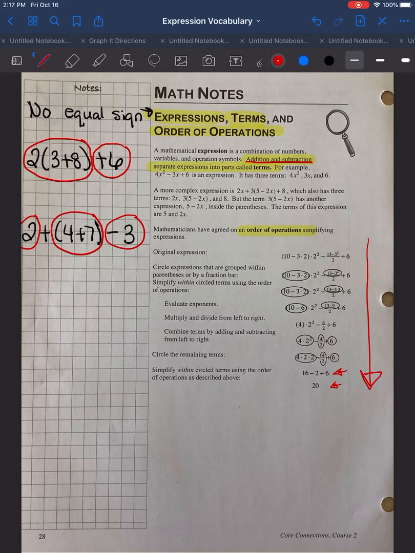So pretty short and sweet. Expressions are those math statements with no equal sign, and terms are the parts of the problem that you separate into if you separate them by the addition or the subtraction sign. That's it. Write that in your notes.